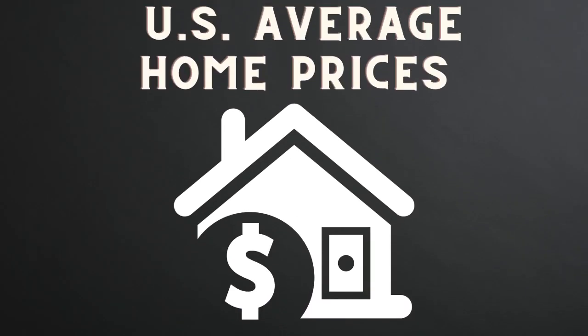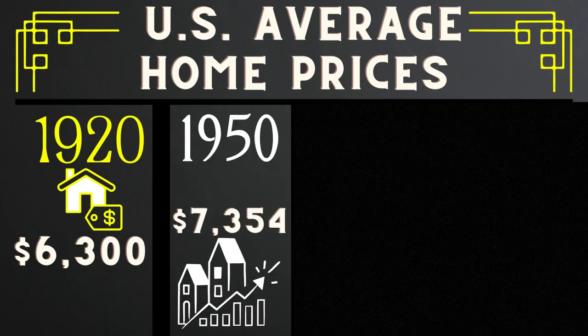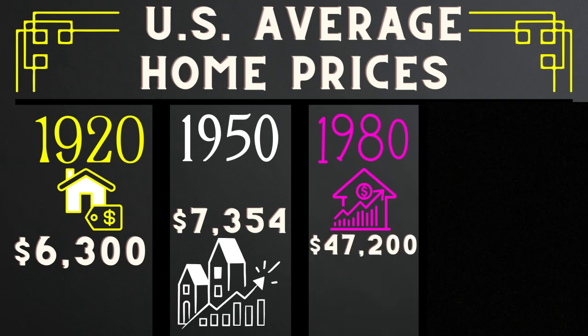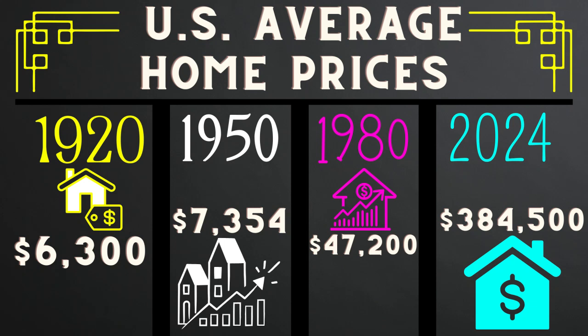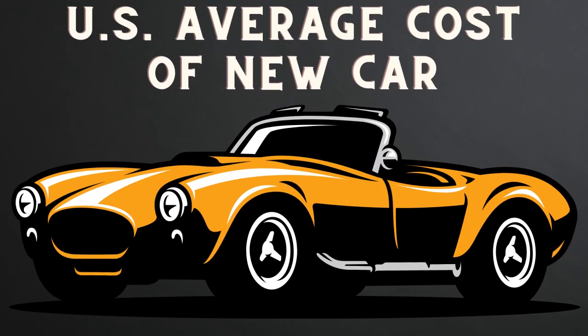Now, let's take a look at the U.S. average home prices. The average home price in the year 1920 was $6,300. In 1950, it rose to $7,354. In 1980, it rose to $47,200, and in 2024, it stands at $384,500.